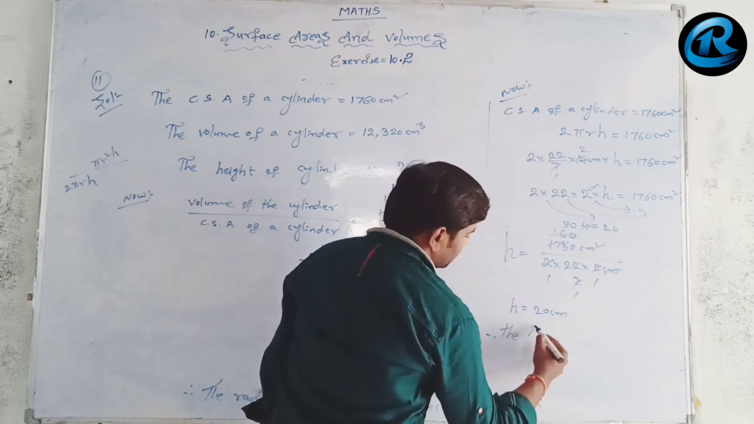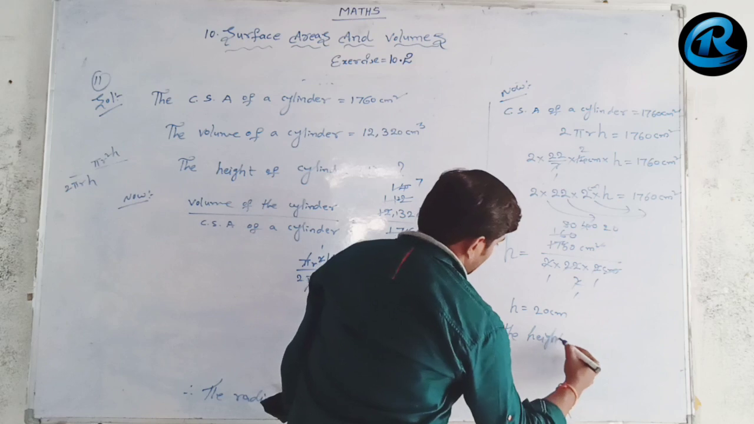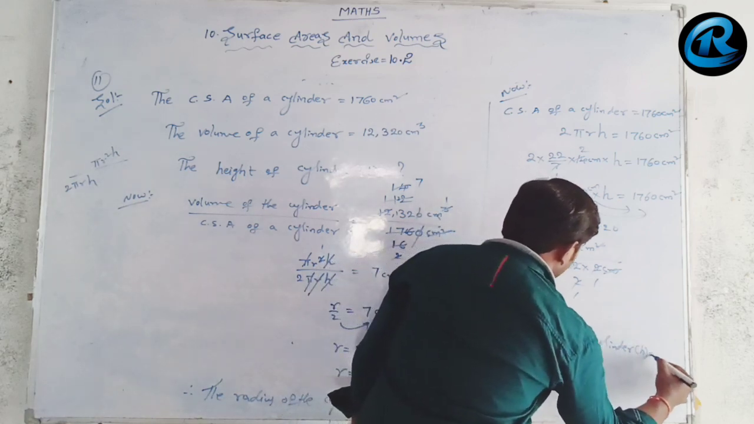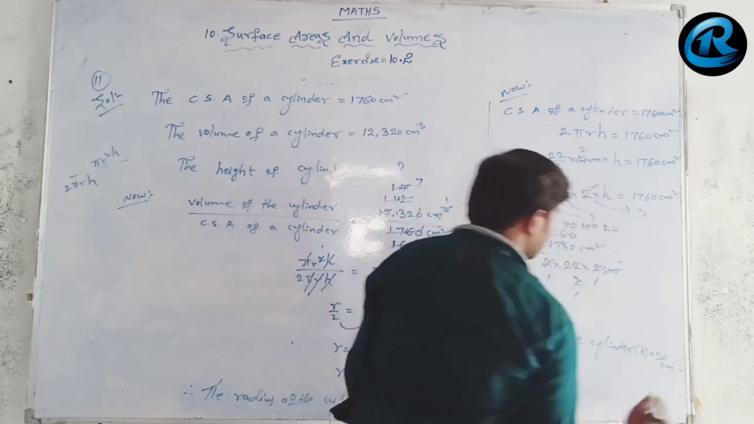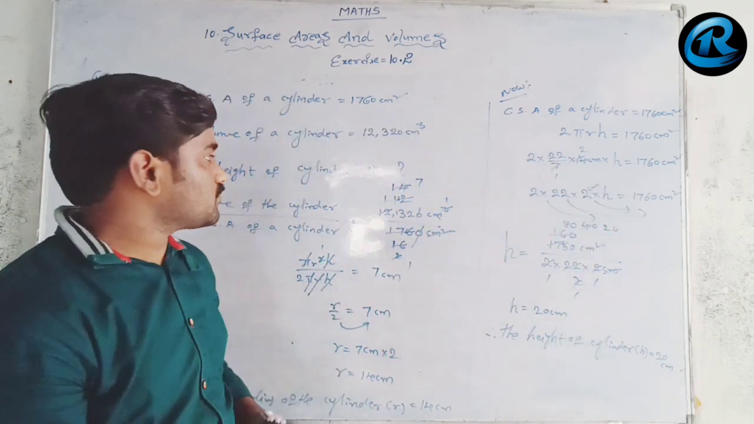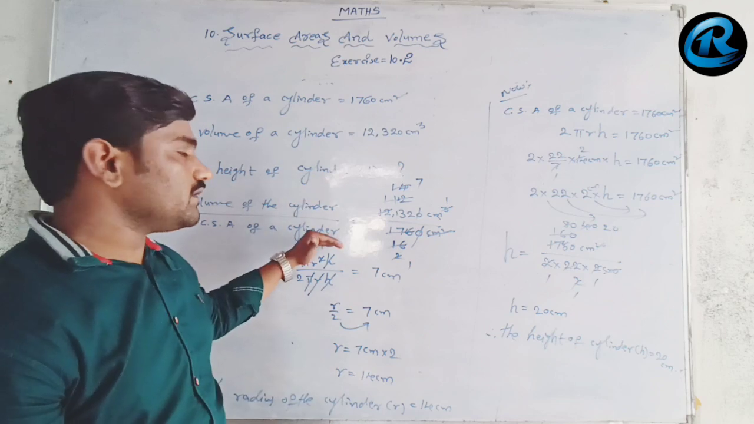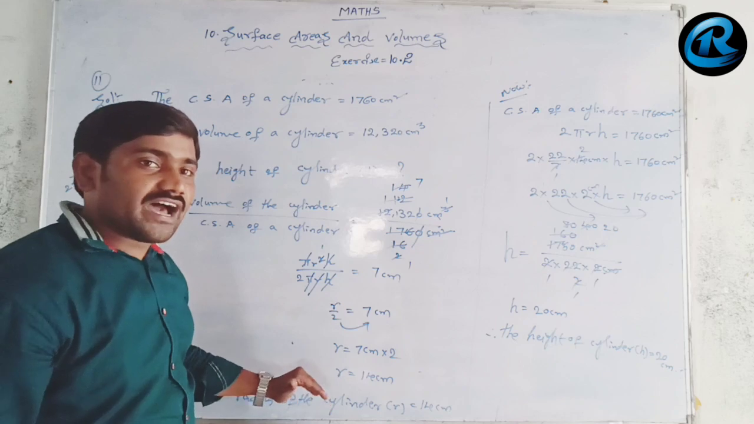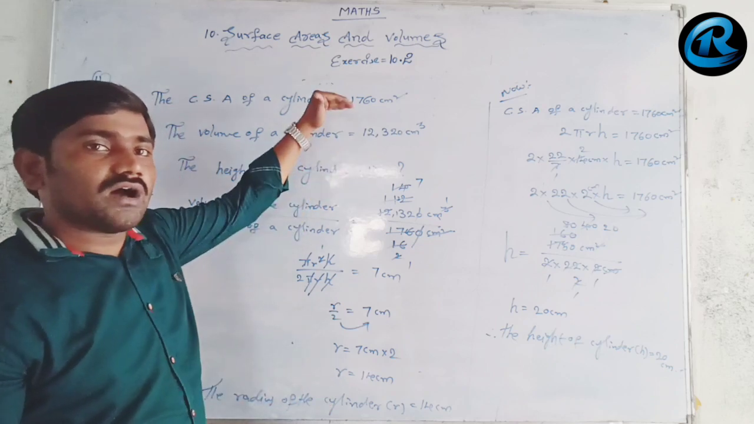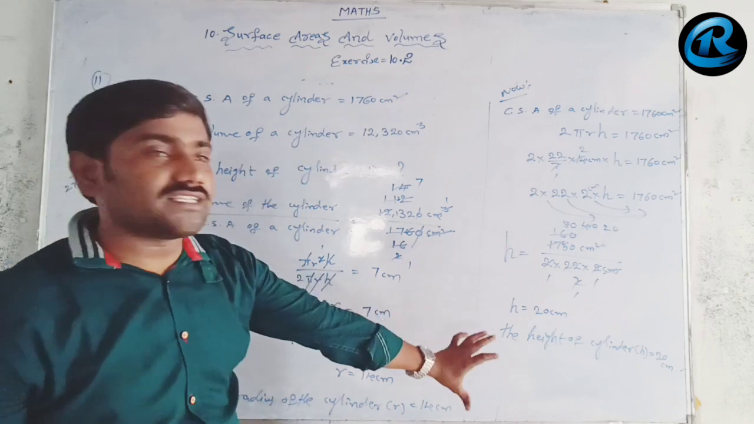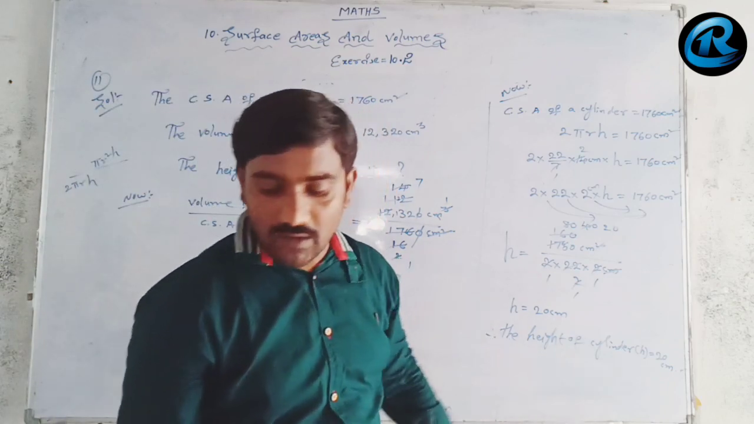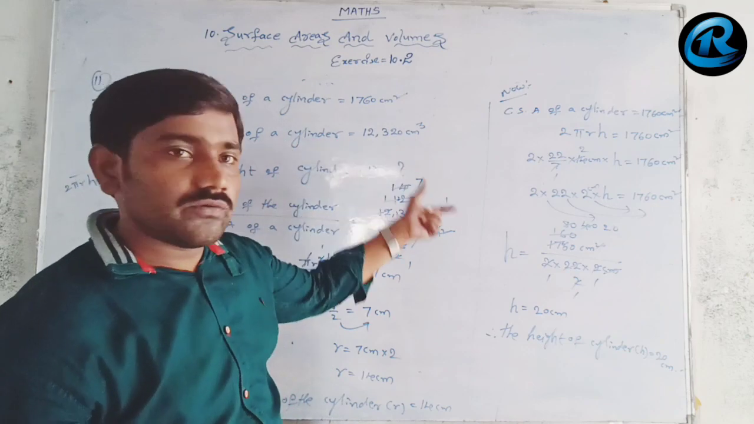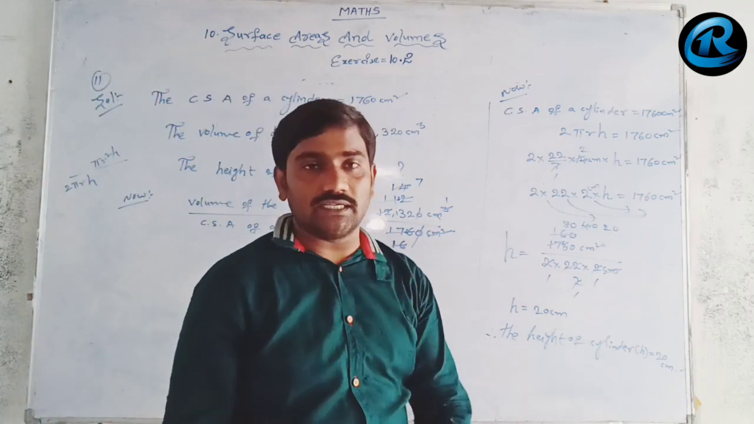Therefore, the height of the cylinder h equal to 20 centimeters. I hope you understood this problem. Simple. With the volume of the cylinder, the volume by curved surface area you do it, so that you will get r. That r value either you substitute in the volume or in the curved surface area. You get h value as it is, 20 centimeters. You can check the same thing while taking this value. You get the same value, h equal to 20 centimeters.